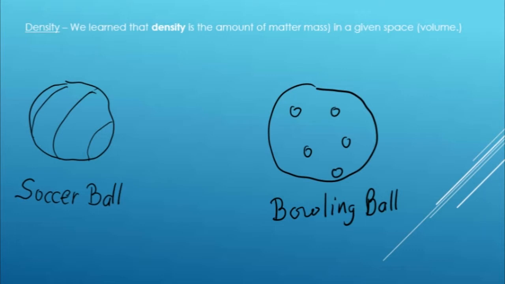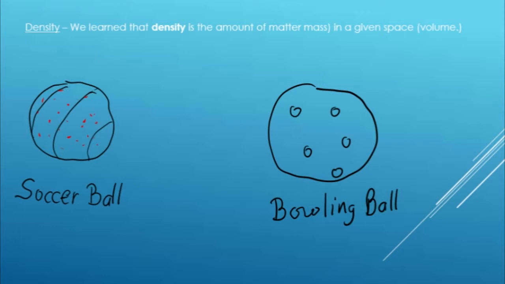For example, a soccer ball contains mass. I will show mass by these dots that represent molecules. So these are all molecules that make up the soccer ball. And we'll just say that's as many molecules in that soccer ball.